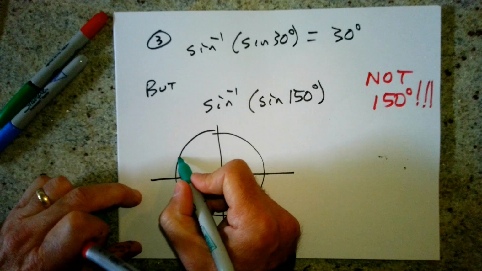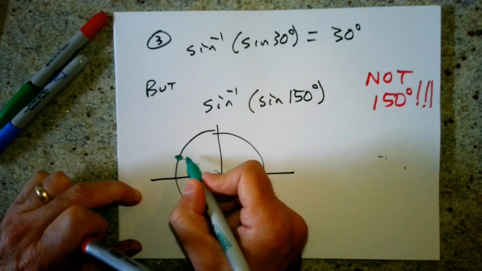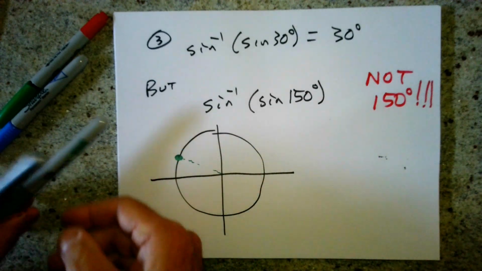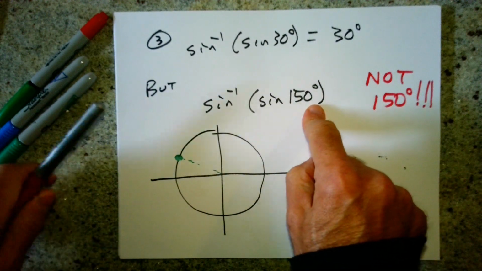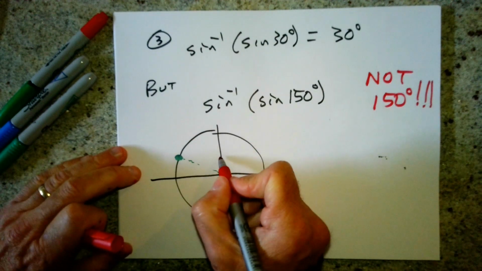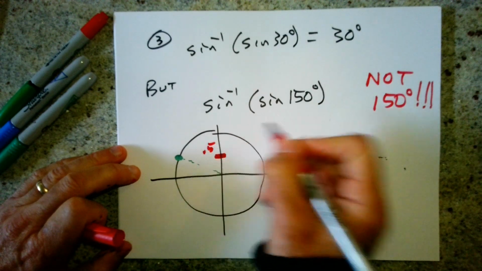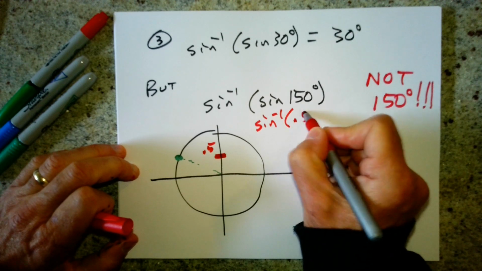That would be over here. We don't even have to draw the hypotenuse or that radius. We can just put the dot at 150 degrees. And then think x-coordinate and y-coordinate. The sine of 150 degrees is the y-coordinate of the dot. So that'd be here, because sine is the y-coordinate. That's 0.5. So that means we're actually doing the inverse sine of 0.5.